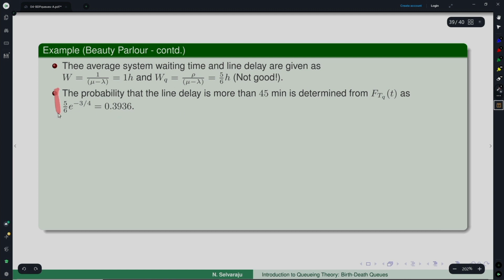For the last one, of course, you need the waiting time distribution, but if you are happy with this W and WQ, then you can go with that itself. But 45 minutes is too close to this 50 minutes, so that is why it turns out to be that.